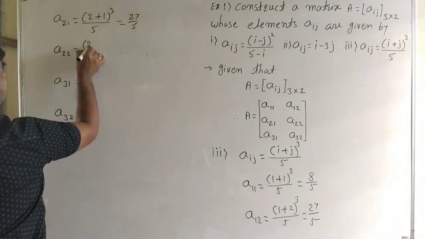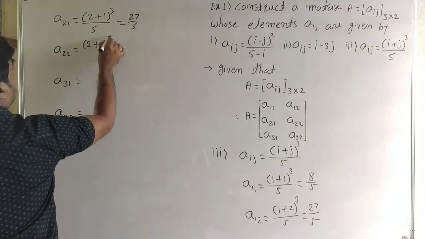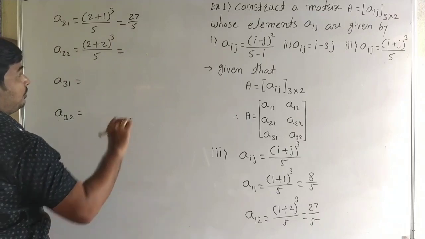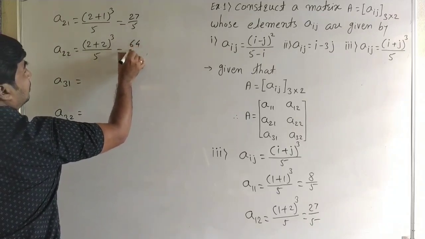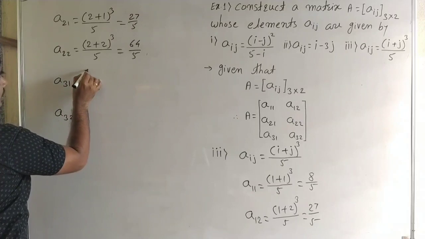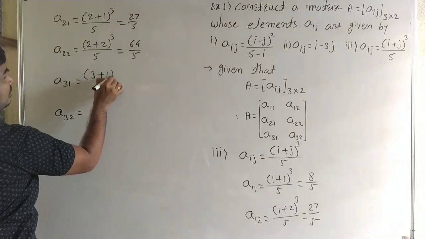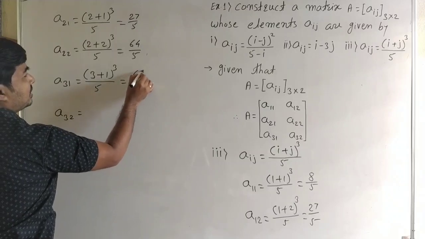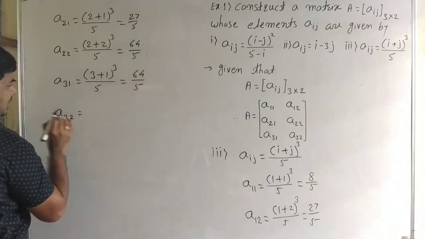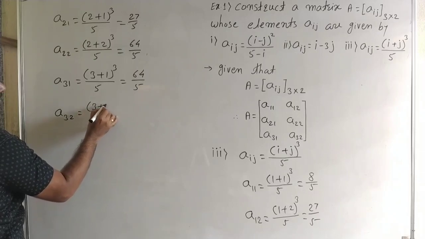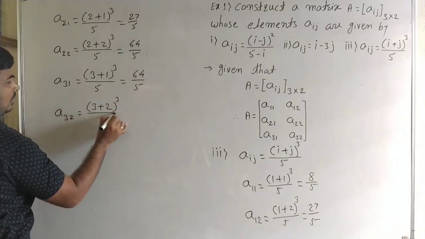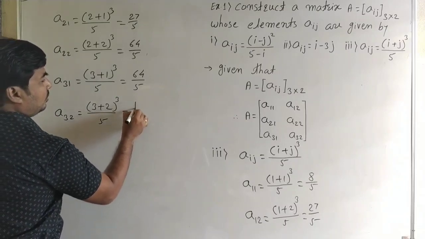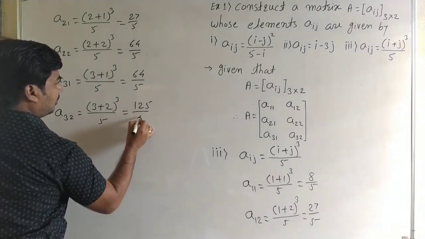a22 is 2 plus 2 whole cube upon 5, and 2 plus 2 is 4, and 4 cube is 64 upon 5. Again it is 3 plus 1 whole cube upon 5. Then 3 plus 1 is again 4, then 64 upon 5. Last element, 3 plus 2 whole cube upon 5. And 3 plus 2 is 5, and 5 cube is 125 upon 5.